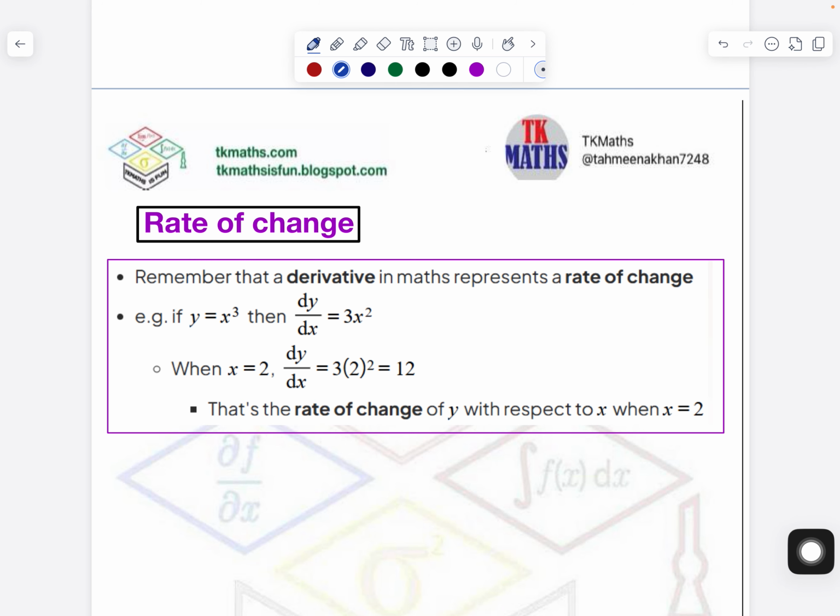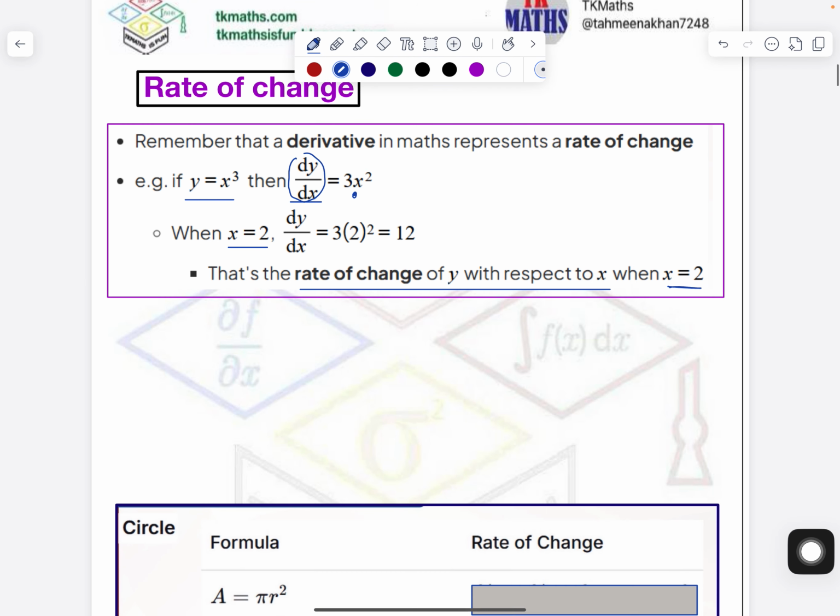Now what is the meaning of rate of change? We have done differentiation multiple times, which is dy over dx, and we said it is a gradient function. So basically it is the rate of change of y with respect to x. When you substitute any particular value in place of x, you get the gradient value. So this dy over dx is the rate of change of y with respect to x.